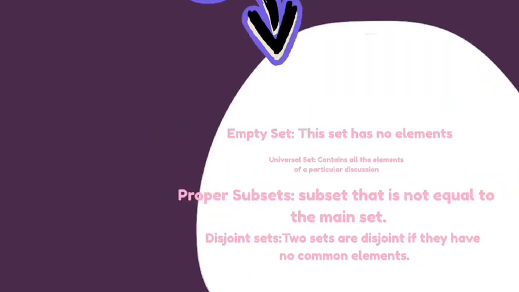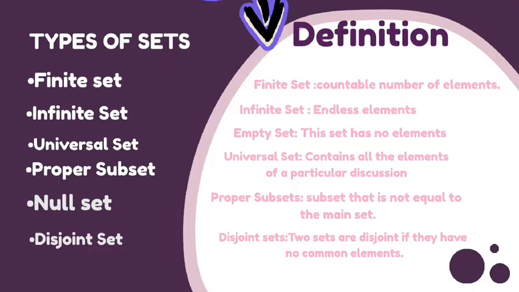Furthermore, let us now head over to the types of sets. First, the finite set. The finite set has a countable number of elements. The infinite set has endless elements. The empty set has no elements, while the universal set contains all the elements of a particular topic or discussion. Proper subsets are subsets that are not equal to the main set, and disjoint sets are two sets that are disjoint if they have no common elements.